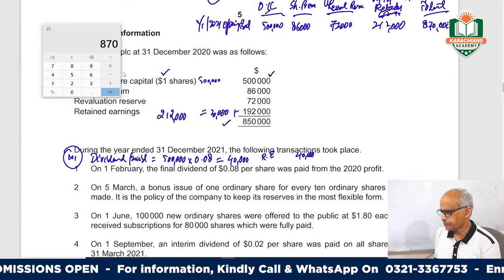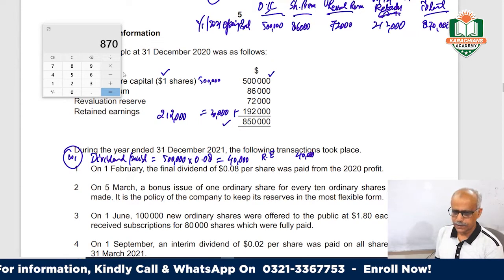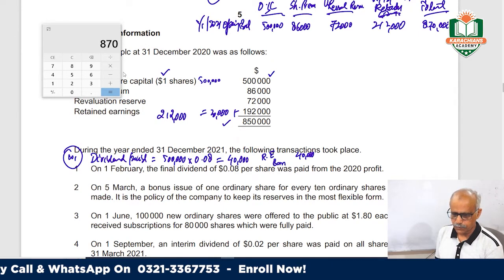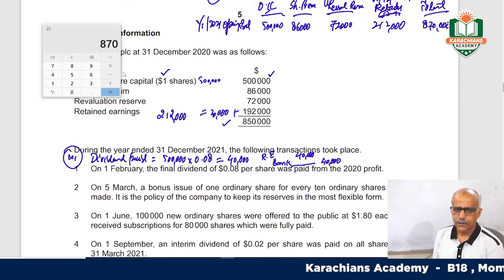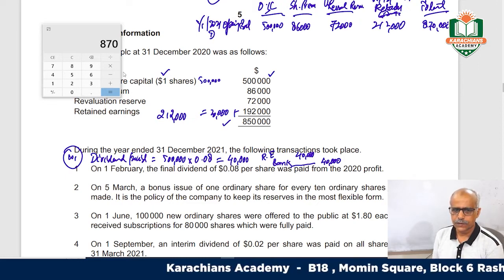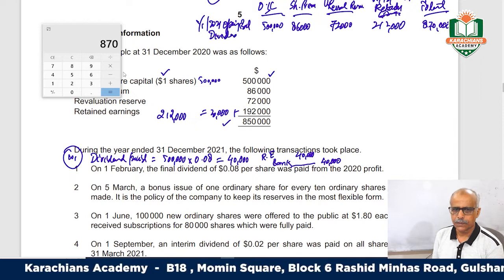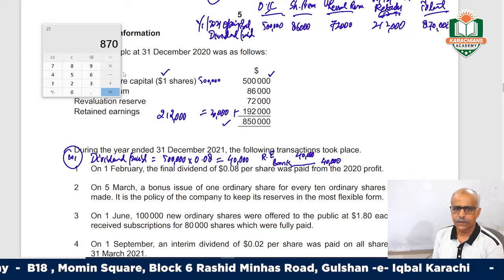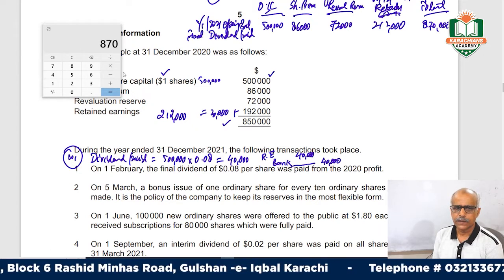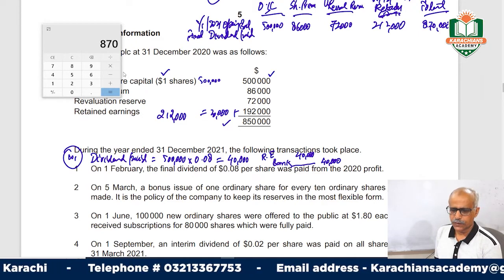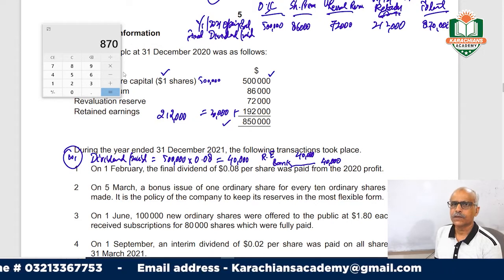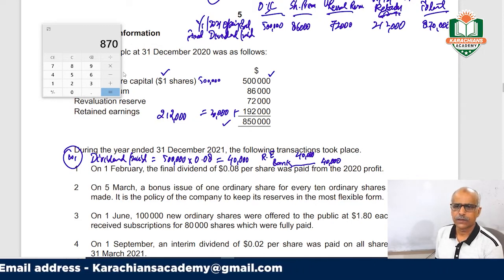40,000, right? And your bank is, because you are paying, this is a cash dividend, and you are paying from your bank. So we can say dividend paid, final dividend, or final dividend paid, how much we have paid. And we are debiting retained earning, means we are reducing the retained earning.